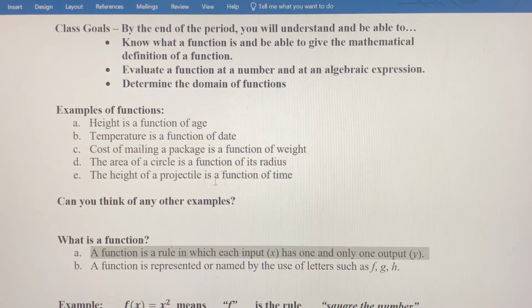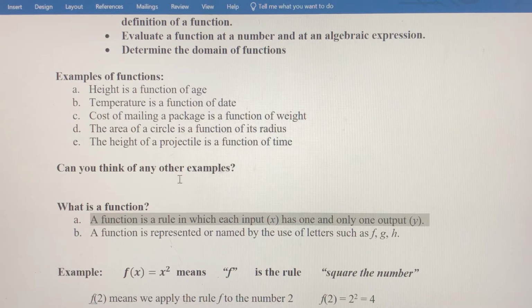All right, so the height of a projectile is a function of time. So if I throw a ball upwards, after 3 seconds, the ball can't have two different heights. It's only going to have one height at that given point in time, all right? So think about some other examples where you might think represent functions, all right?